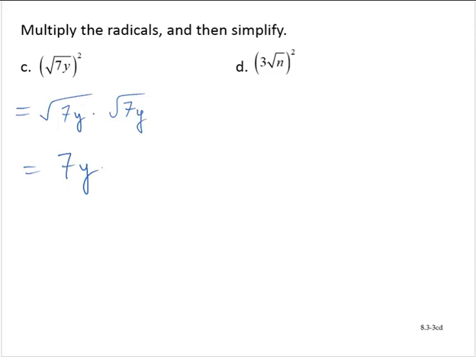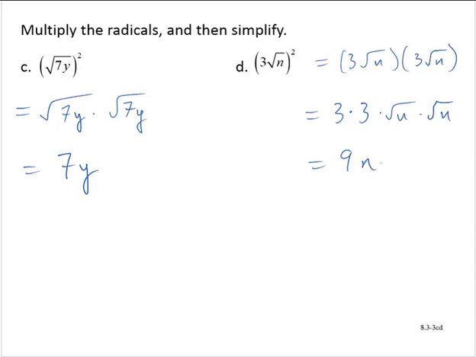On D, we have 3 times the square root of n squared. Alright, so let's recall, what does this really mean? That's 3 times the square root of n by 3 times the square root of n. So then rearranging gives us 3 times 3 times the square root of n times the square root of n. 3 times 3 is 9, and the square root of n times the square root of n is n.